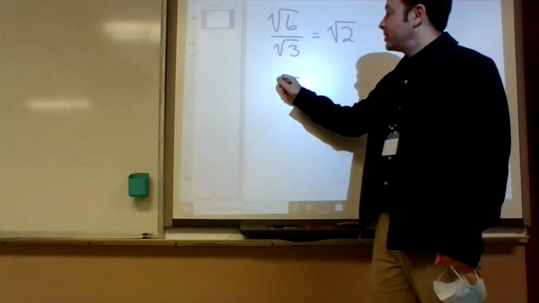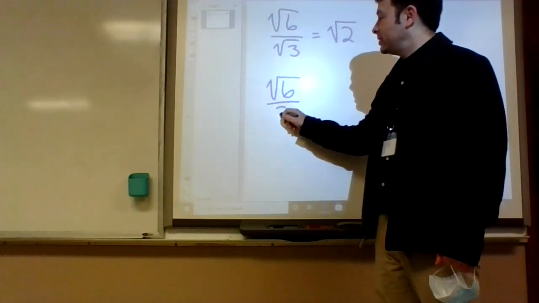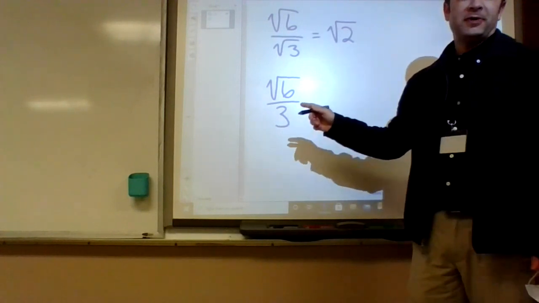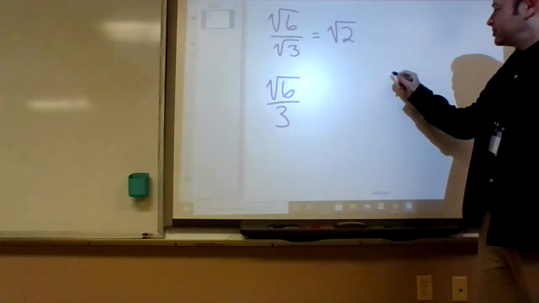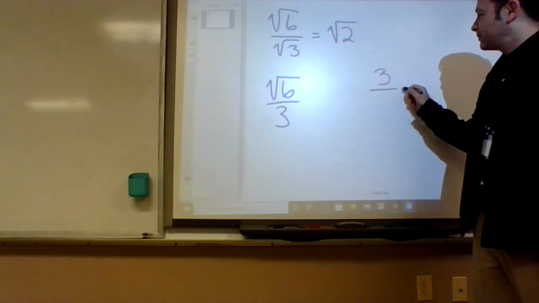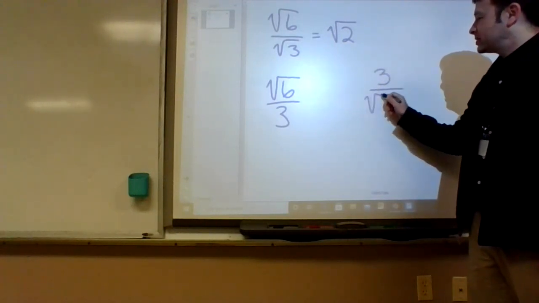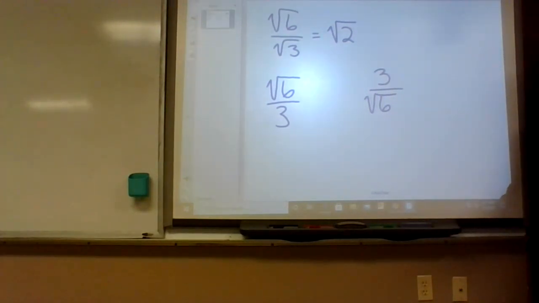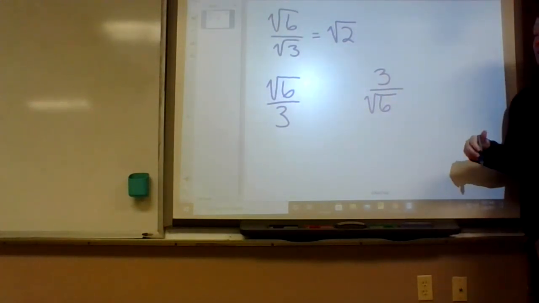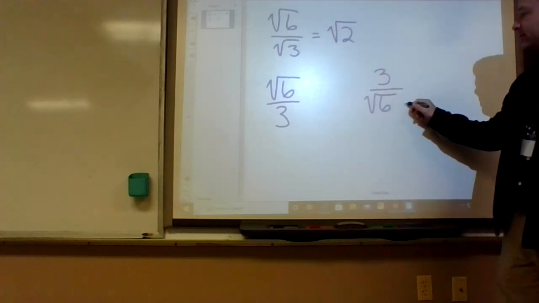But what if I did square root of 6 divided by 3? That does not simplify. Also, if you have a square root in the denominator, you're not supposed to leave it there. It's not simplified. So how do we get rid of it?